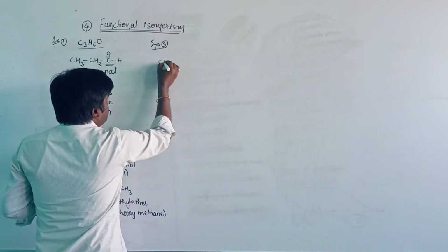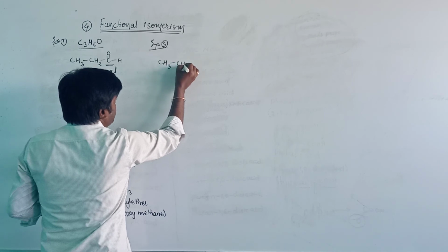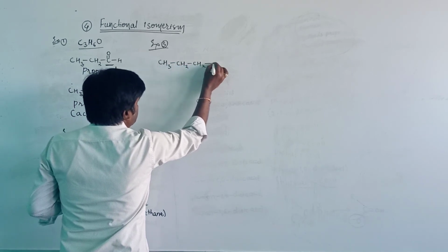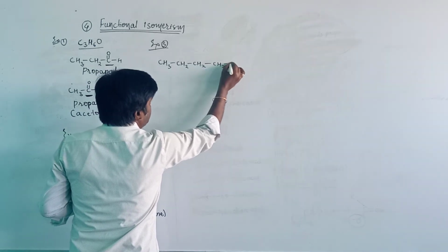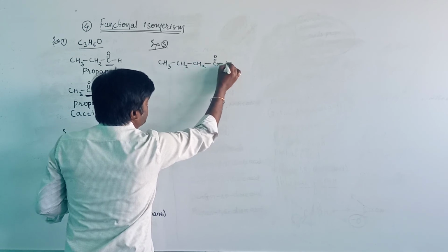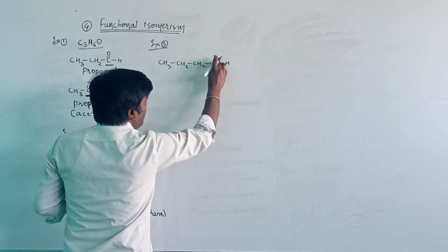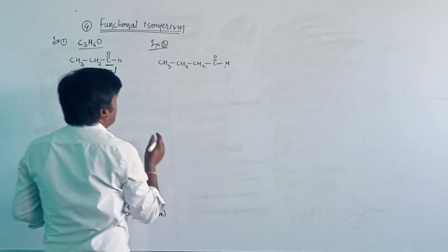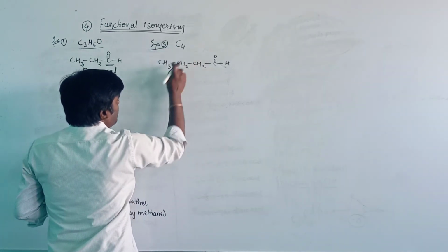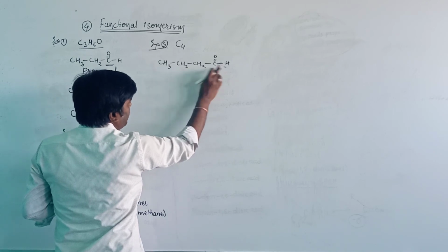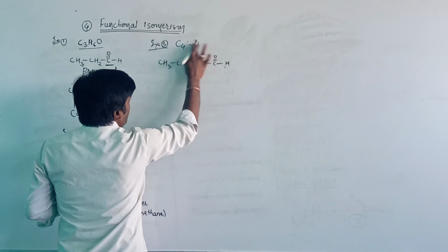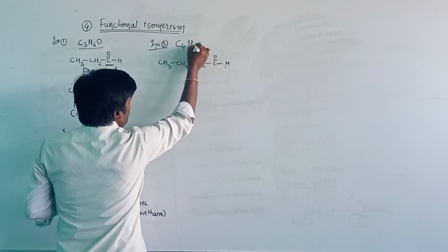We can write CH3CH2CH2CHO. This is the aldehyde group. We can also represent it as: the number of carbon atoms is 4, the number of hydrogen is 8, and the number of oxygen is 1. So C4H8O.